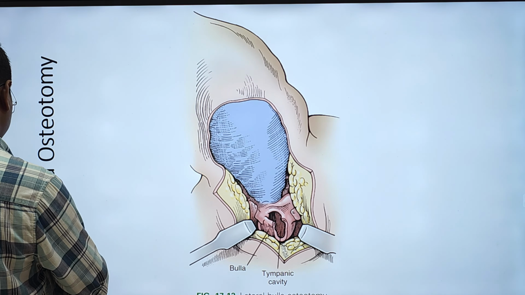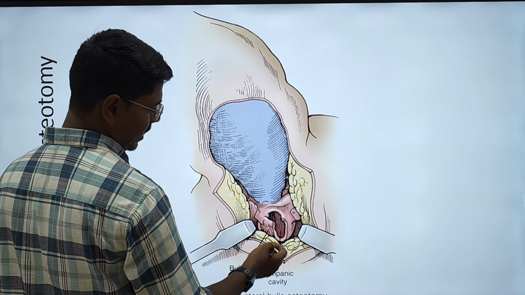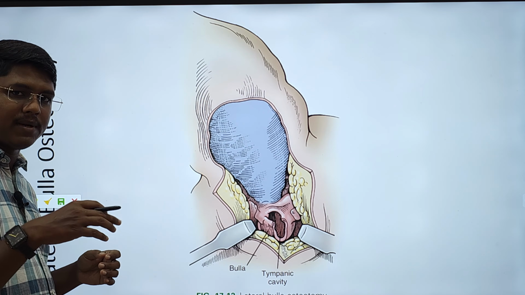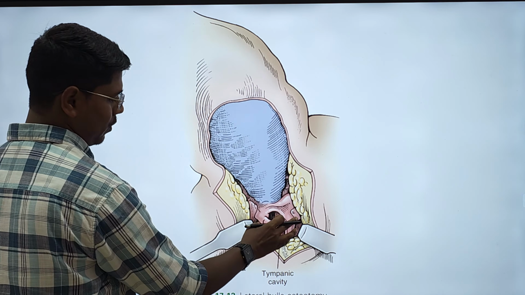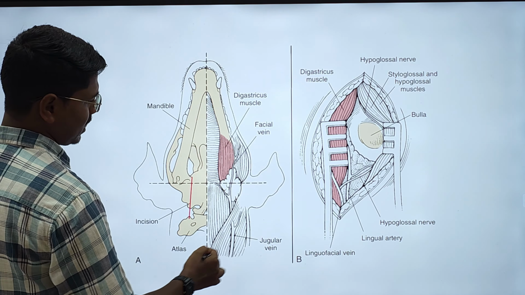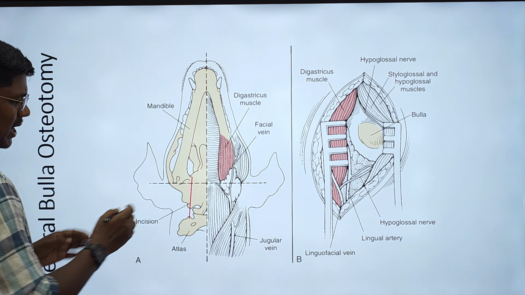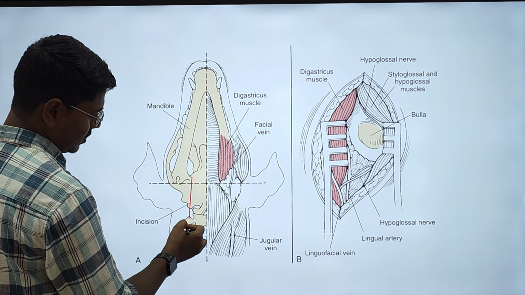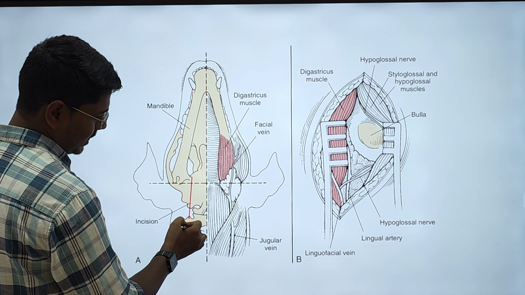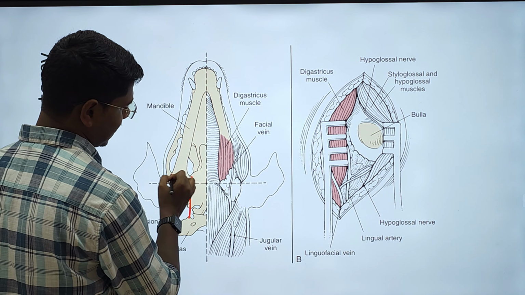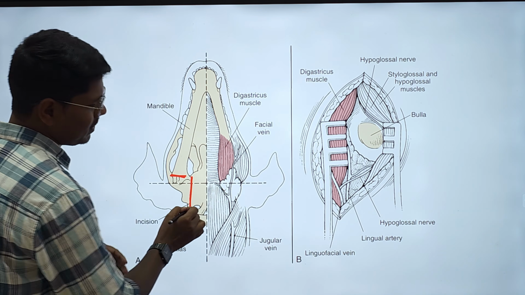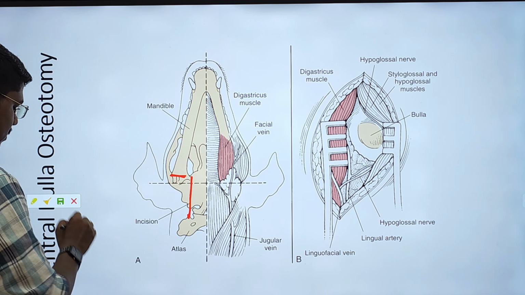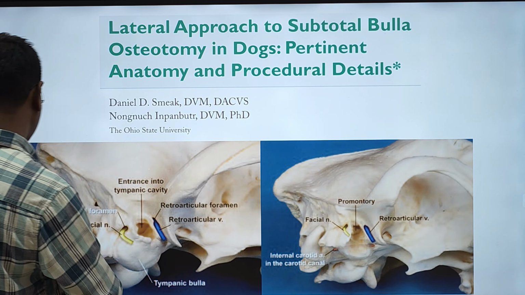Now bulla osteotomy. After removal you can go further and resect a piece of bone of the tympanic bulla so that the tympanic cavity is open to the outside. So this is lateral bulla osteotomy. For vertical bulla osteotomy, the approach is different; the previous one was lateral. Here, for the vertical one, you have to make an incision from the cranial border of the atlas to the angle of the mandible. This is the angle of the mandible. The incision site depends on which type of bulla osteotomy you are doing, the lateral one or the vertical one.